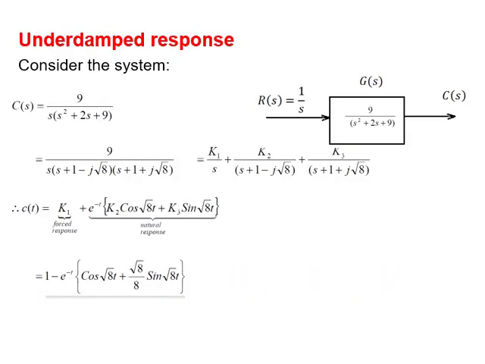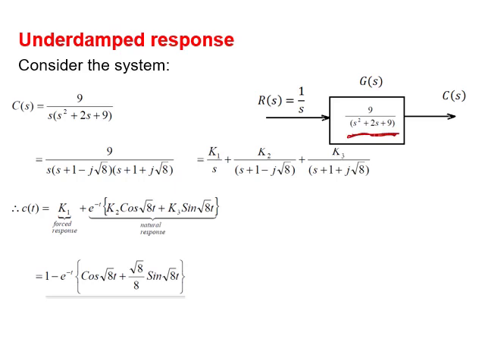Underdamped, now I think we figure out the things. The location of the pole will decide the type of the response. So here we have the underdamped response. The system here looks the same, but what is different compared to the previous one is the location of the pole.